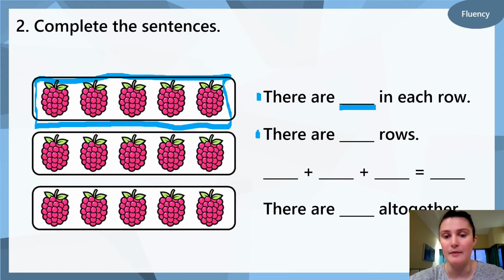Next, we need to count how many rows there are. So here's the first row. How many rows are there all together? Write the number here on the line. Nice and neat. How many rows?